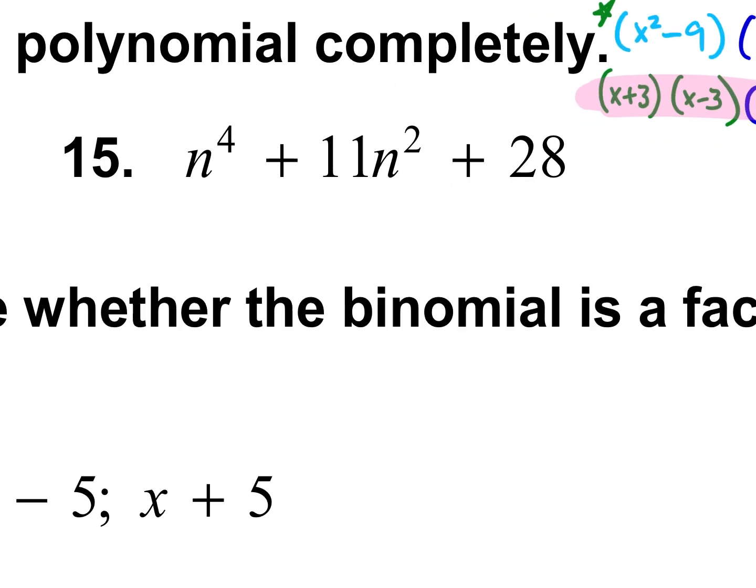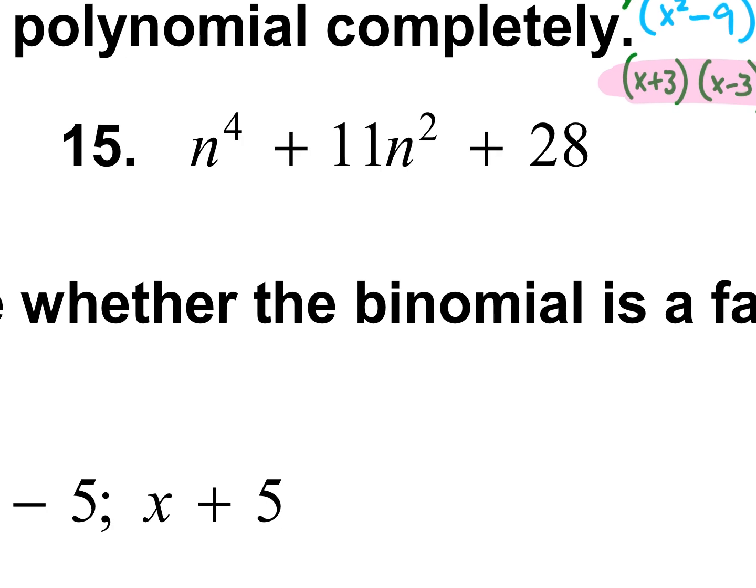Let's do 15. So 15, we just want to find two factors of 28 that add to 11. What would they be? That add to 11. 4 and 7, perfect. So in our parentheses, we're going to have a +4 and a +7. What's going to go to that first spot, though? N squared, because we start with n to the 4th power. So when we break this apart, it'd be n squared and n squared. So n squared plus 4 and n squared plus 7.